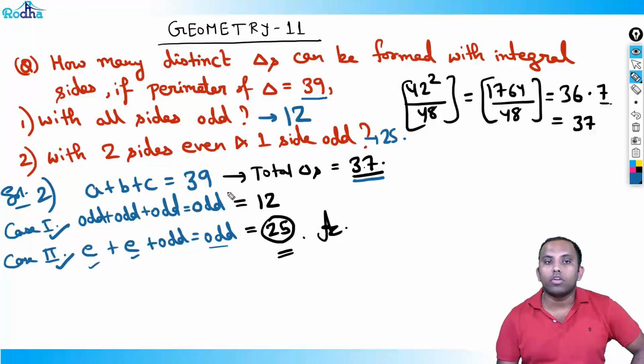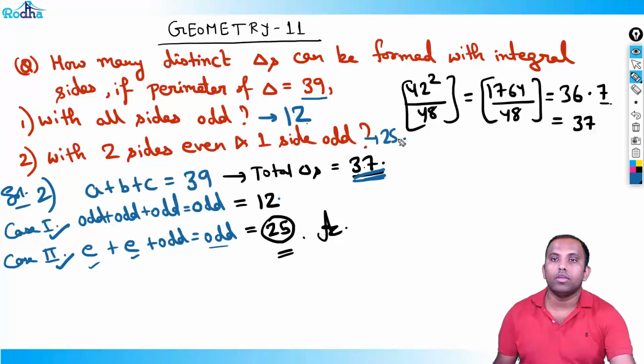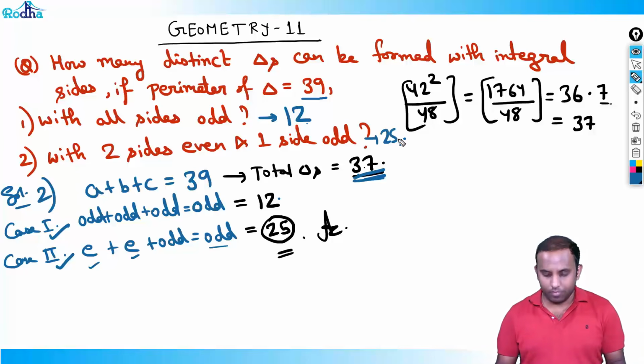We already solved case 1 in the previous question, right? How much was it? The answer was 12. So out of the total 37 triangles, 12 are in case 1. So how much is left for case 2? 25. So 25 is the answer, right? Very good question. Please put a star mark and revise this question, right?